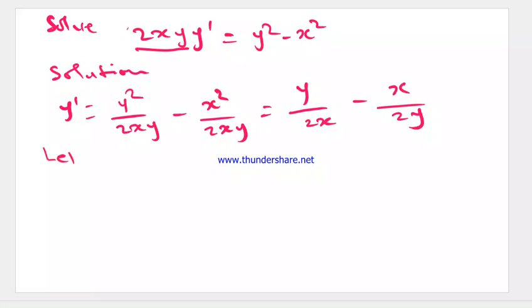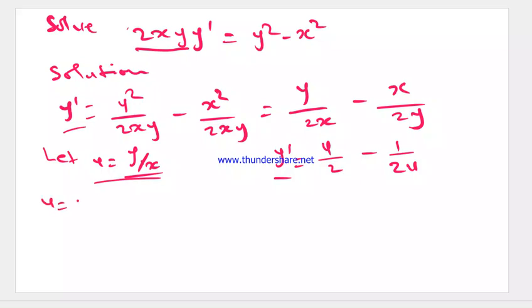As before in the concept, we say let u equal y over x. If you substitute that here, we have y prime equals, this is y over x, that is u over 2, and this is x over y, that is 1 over 2u. And you remember, from u equals y over x, y equals ux, and y prime is equal to u prime x plus u.